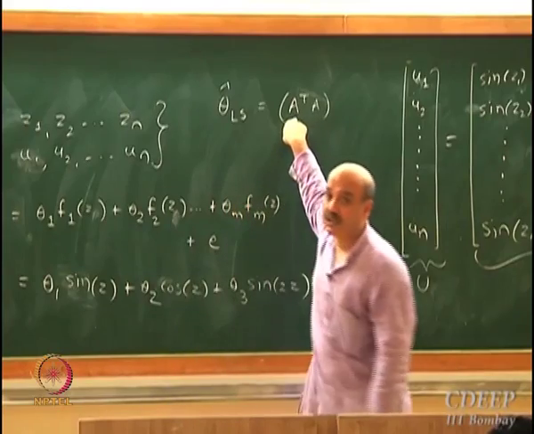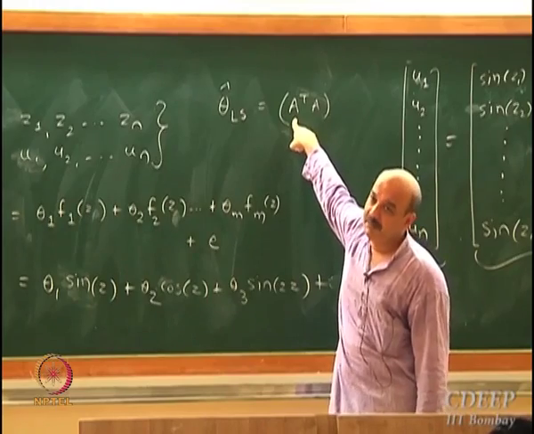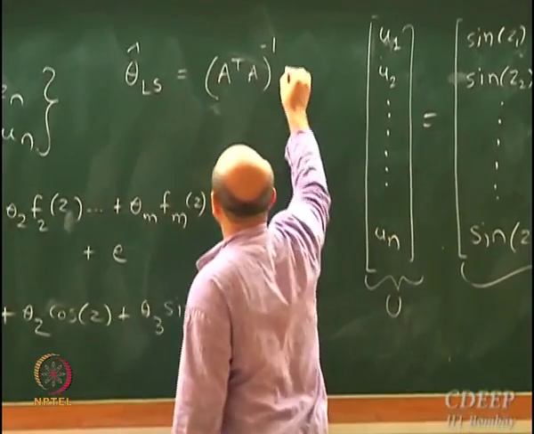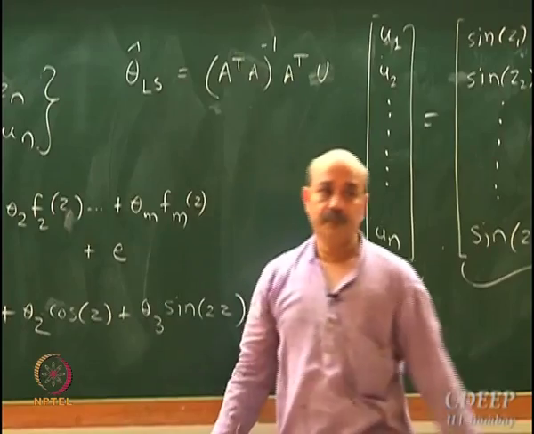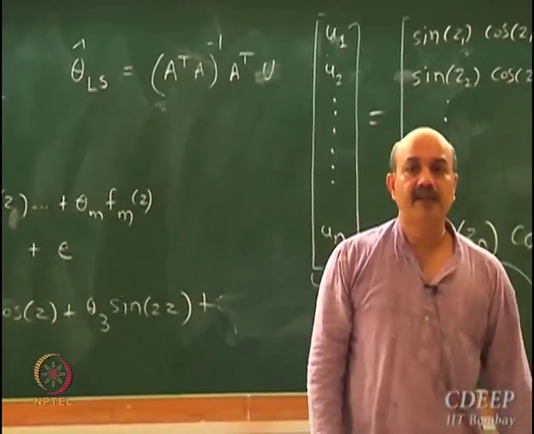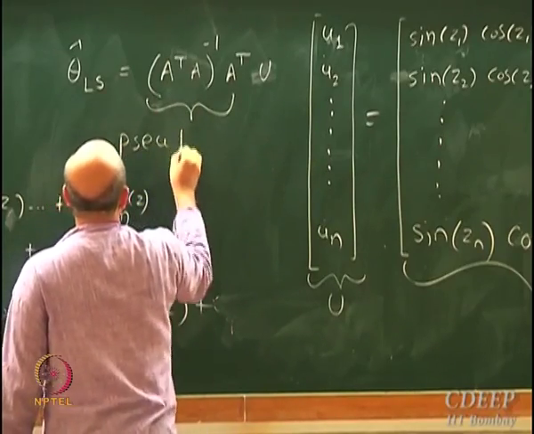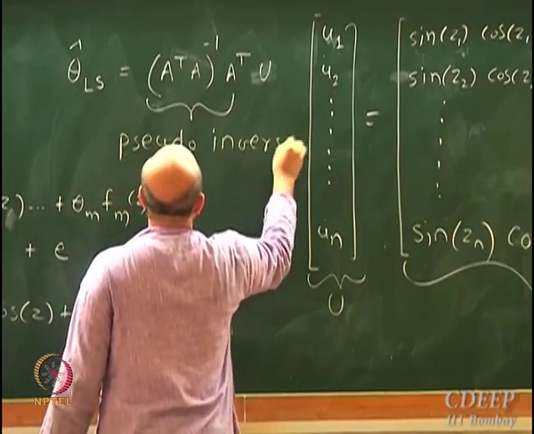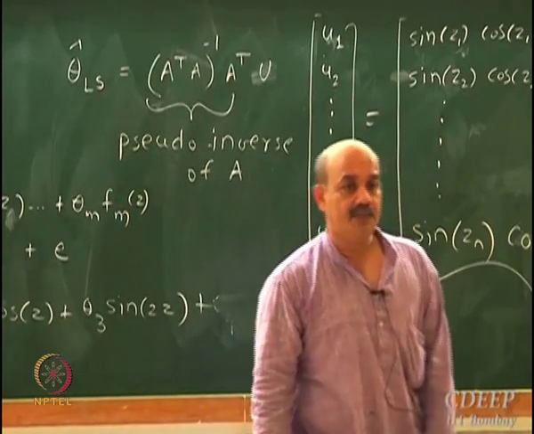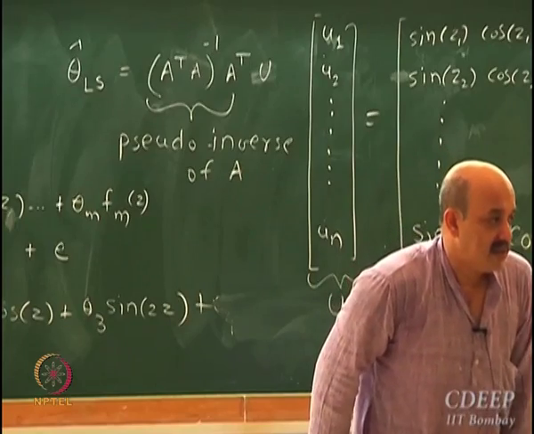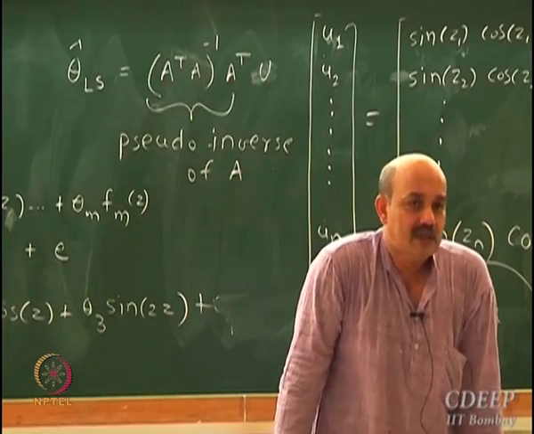That's why theta hat least squares is nothing but A transpose A inverse A transpose U. Now we have shown that A transpose A is a positive definite symmetric matrix. A positive definite matrix means no eigenvalue is 0, so it must be invertible. In fact, the matrix A transpose A inverse A transpose is called the pseudo inverse of A. Why pseudo inverse? A is a non-square matrix, n cross m. I cannot invert it in the normal sense of an n cross n square matrix.